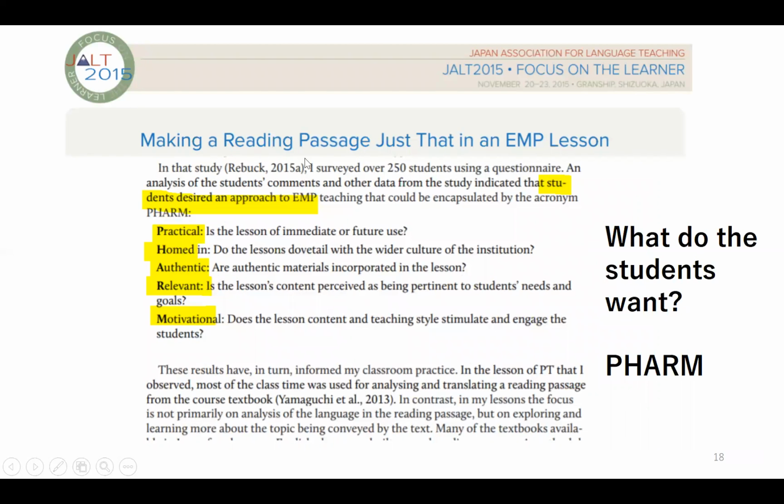And what do students want? I did a big survey and made a nice little acronym: FARM. They want something that's practical.